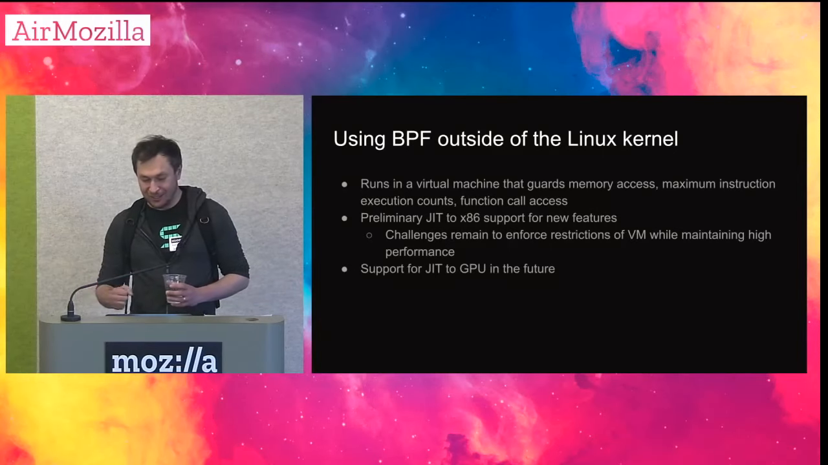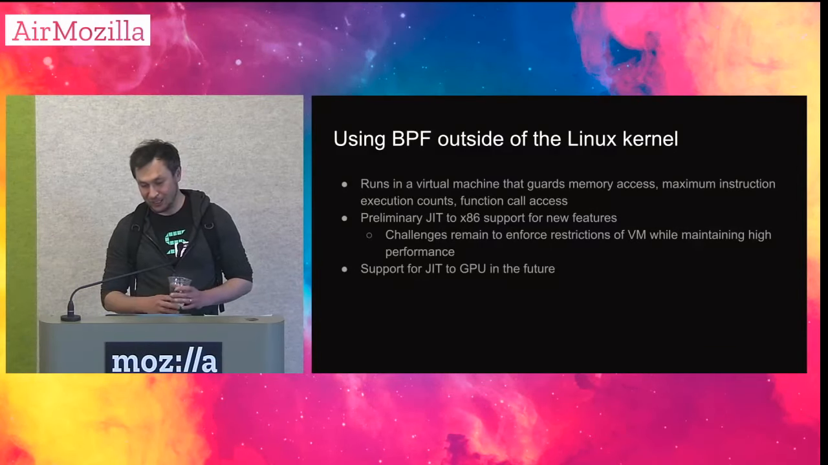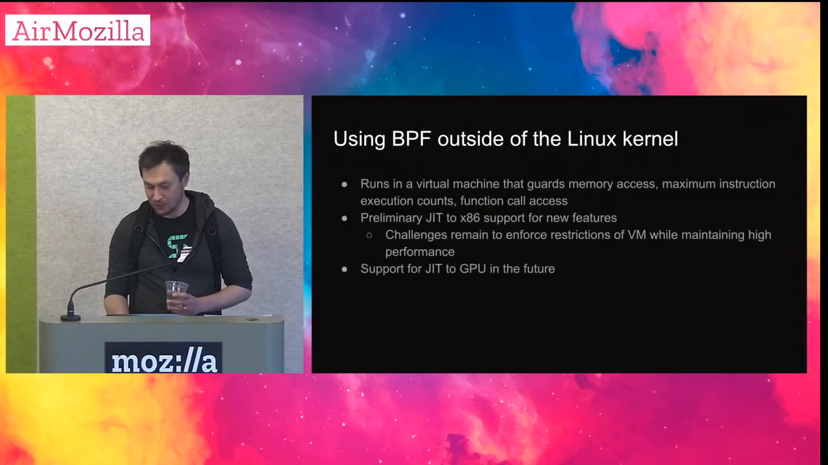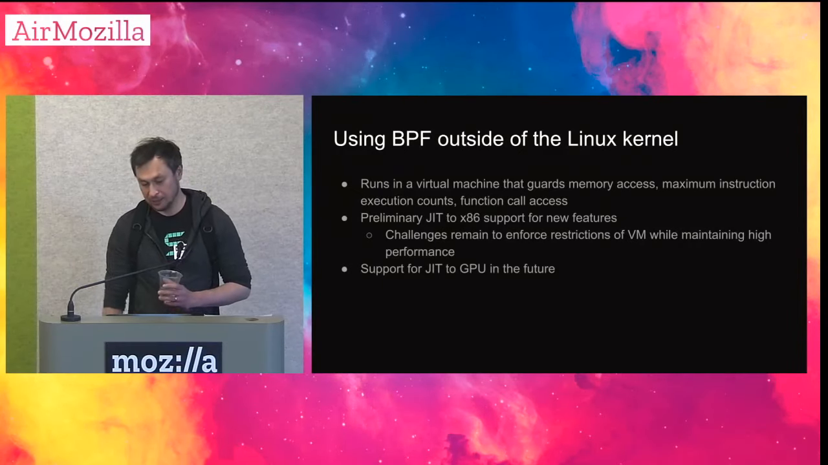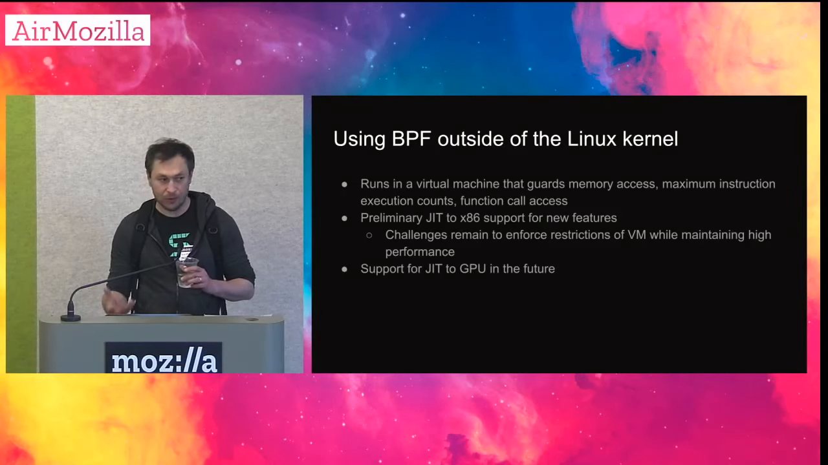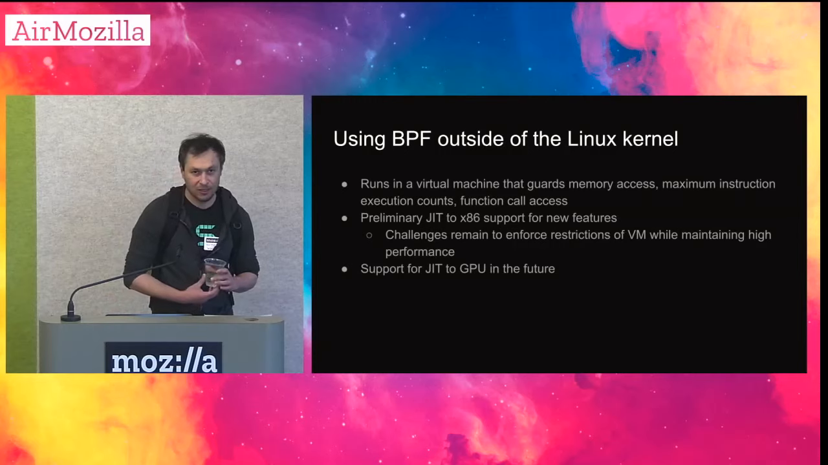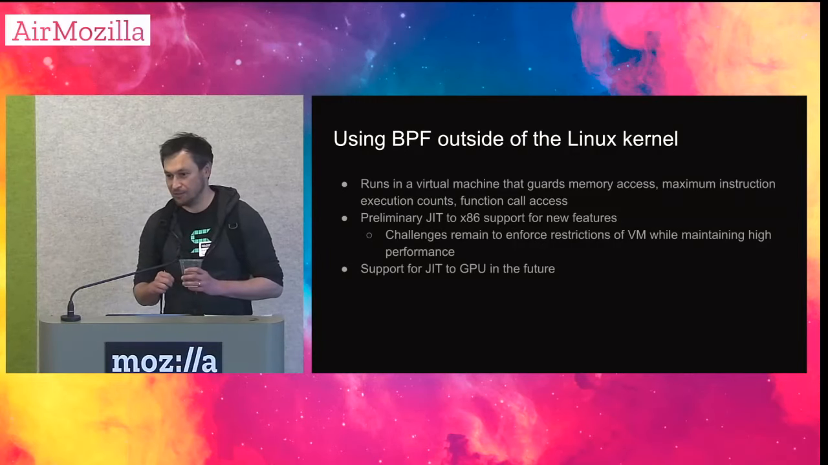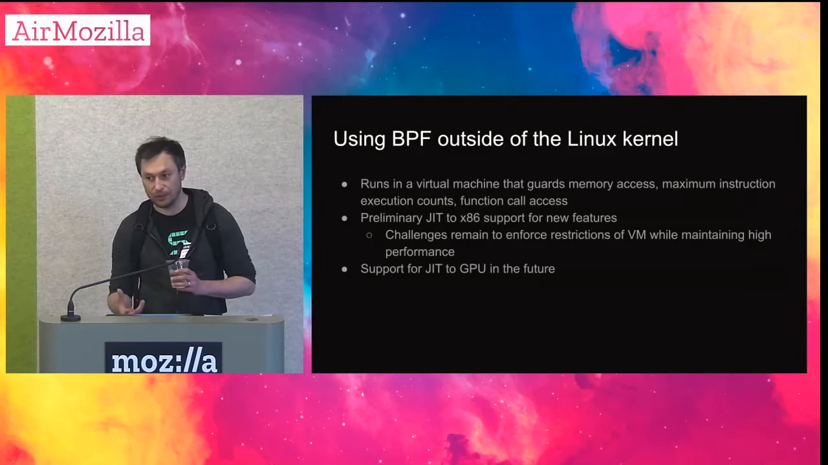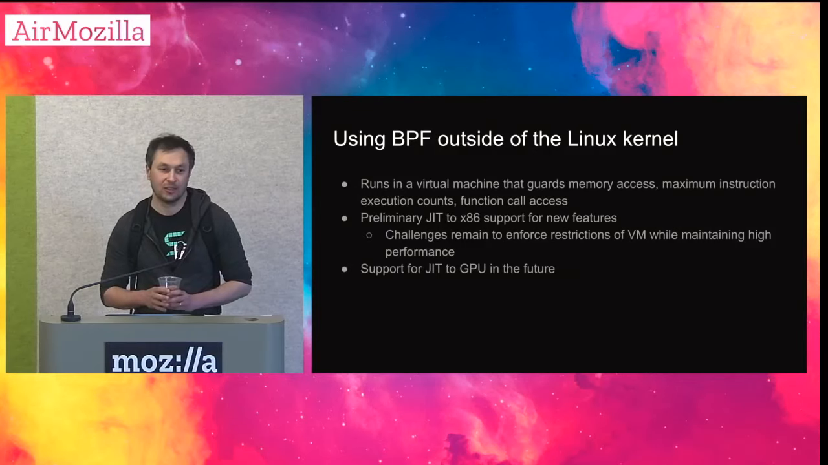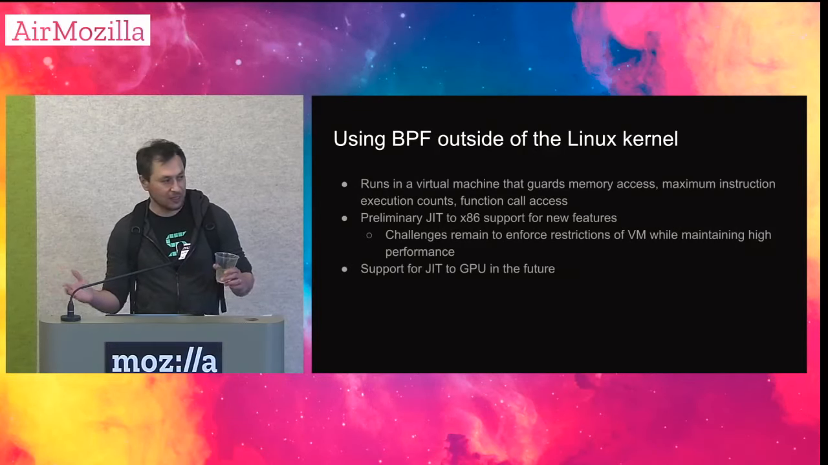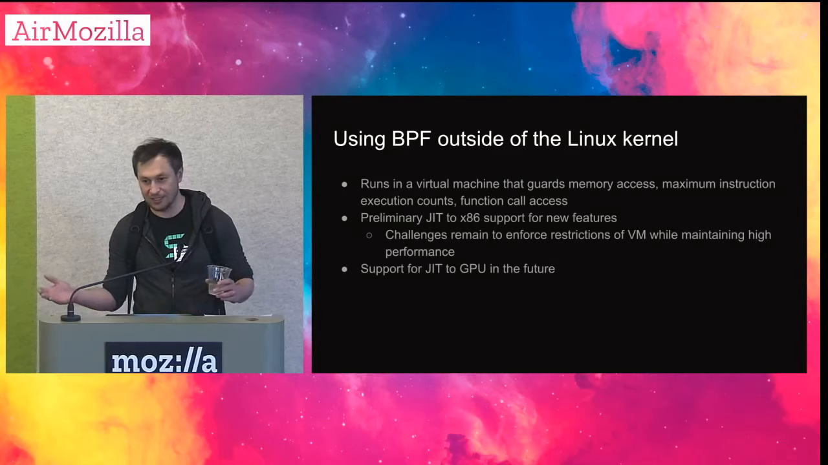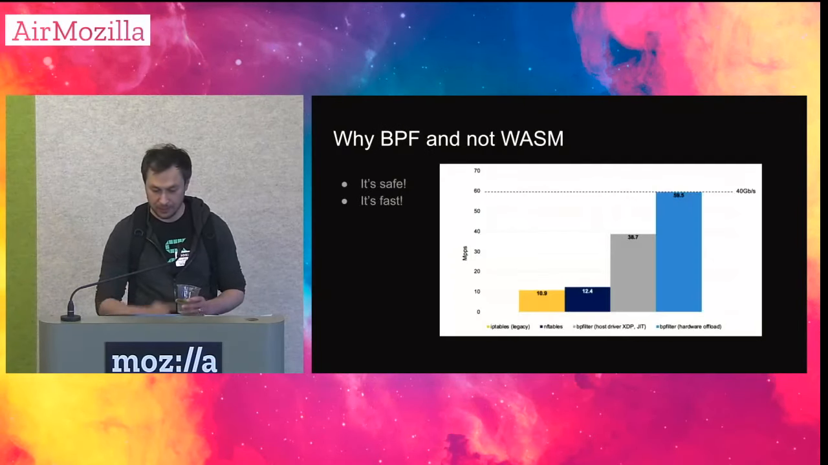so outside of the Linux kernel, it runs in a virtual machine, which guards memory accesses, maximum instruction counts, and function call access. So we also have a preliminary JIT to x86 support. And what our real goal is with this is to take BPF and convert it and JIT it to GPU code, because GPUs have 4,000 SIMD lanes, 60 thread contexts, all this silicon that you can use for these very small programs that have very little stack.